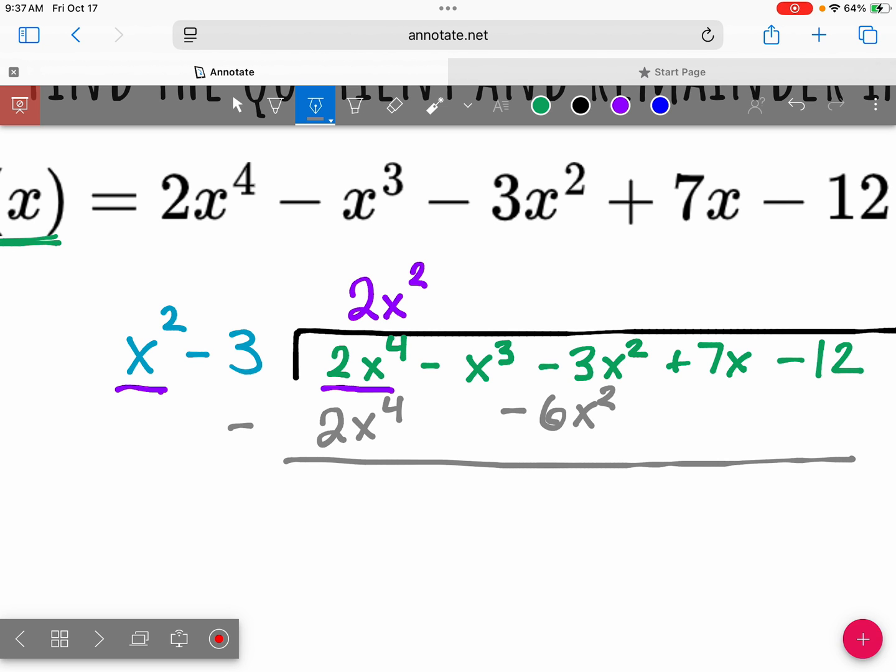2x to the fourth minus 2x to the fourth gives us 0x to the fourth. That's the whole point. This first term needs to cancel out. If it doesn't cancel out, something went wrong and you stop and check in. First term should always cancel out.